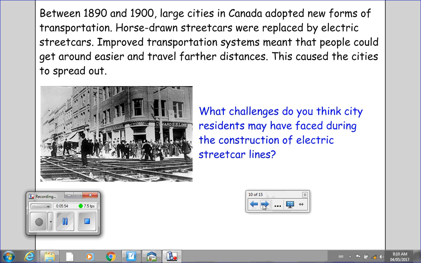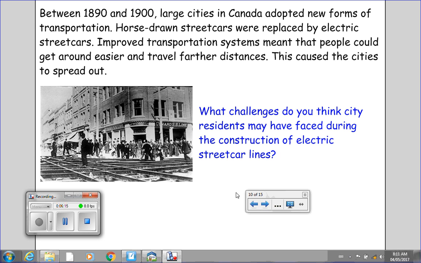Between 1890 and 1900, large cities in Canada adopted new forms of transportation. Horse-drawn streetcars were replaced by electric streetcars. Improved transportation systems meant that people could get around easier and travel farther distances. This caused the cities to spread out.